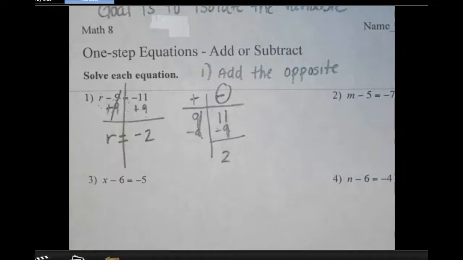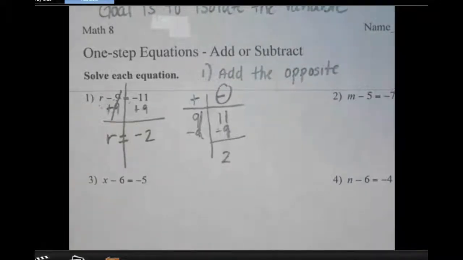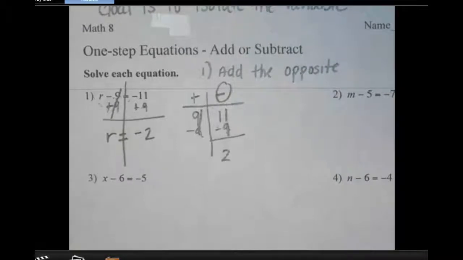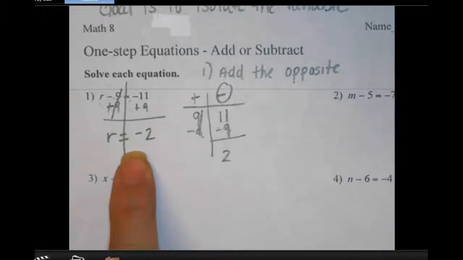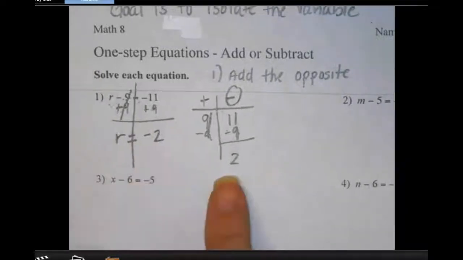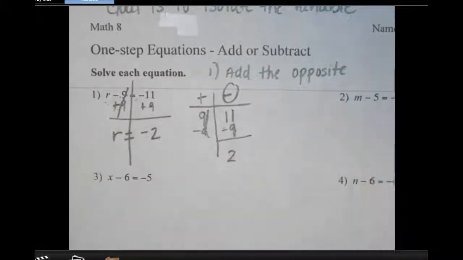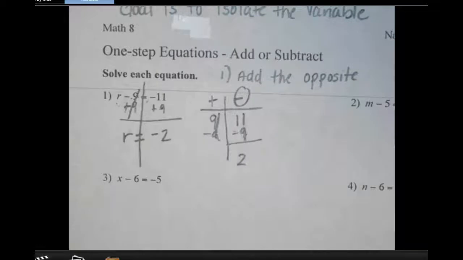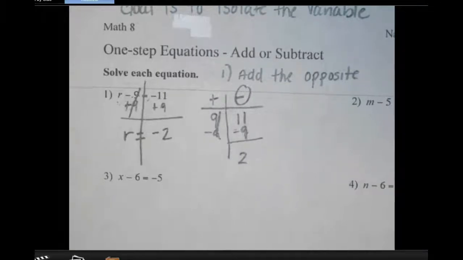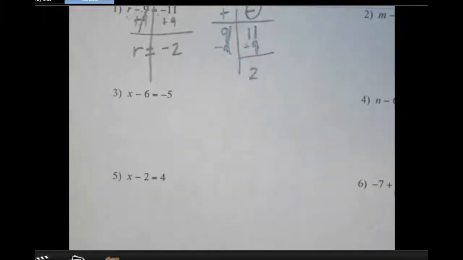Got it? Okay? It's not 2, it's negative 2. We need to make sure that when we do this, we get our signs right. So this column method that we did a while back, I want you to use it for every problem. You hear me? For how many problems? Every problem. So let's go ahead and look at number 3.